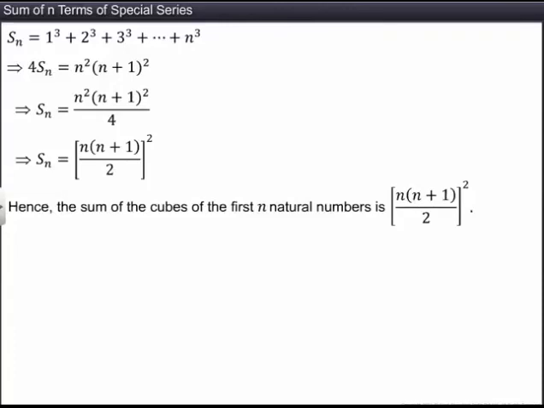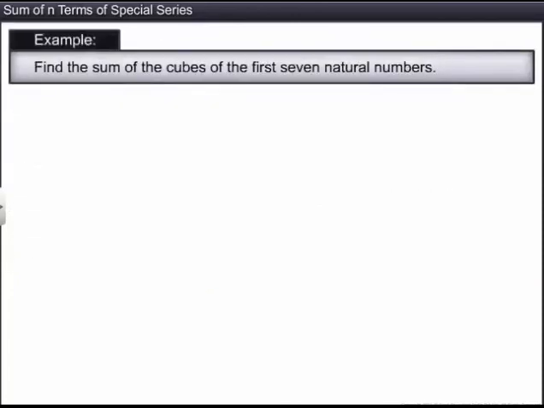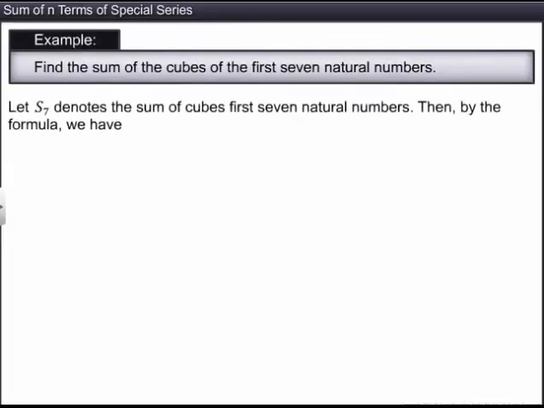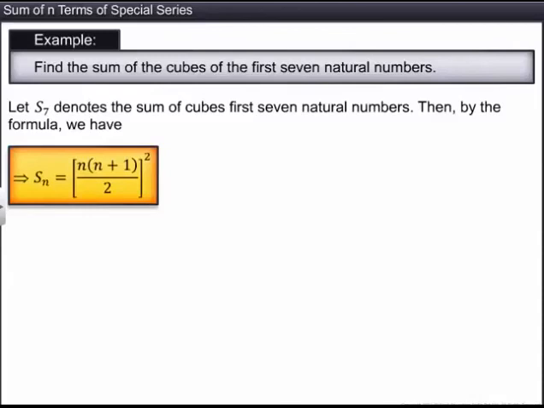The sum of the cubes of the first n natural numbers is denoted by summation of k cube, where k is running from 1 to n. With the help of this formula, let's find the sum of the cubes of the first 7 natural numbers. Let S7 denote the sum of the cubes of the first 7 natural numbers. Then, by the formula we have S7 is equal to 7 into 7 plus 1 divided by 2 whole square. This is equal to 784.